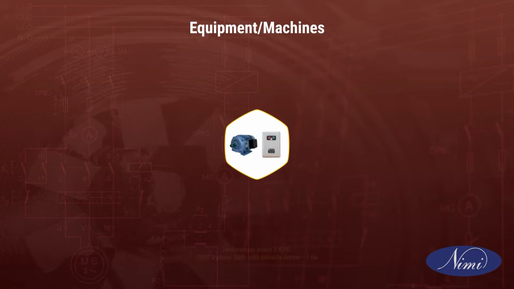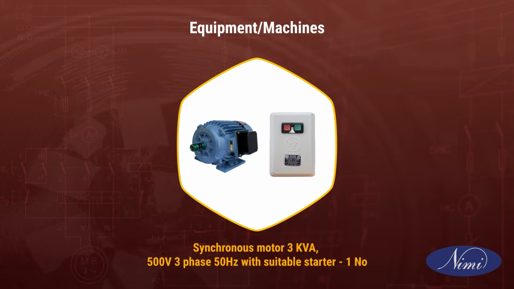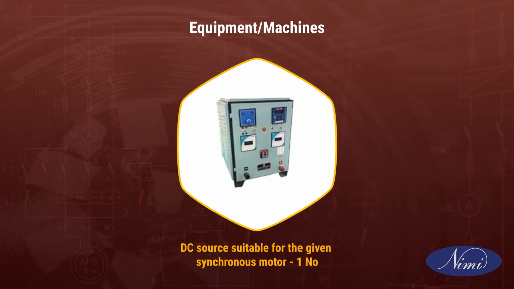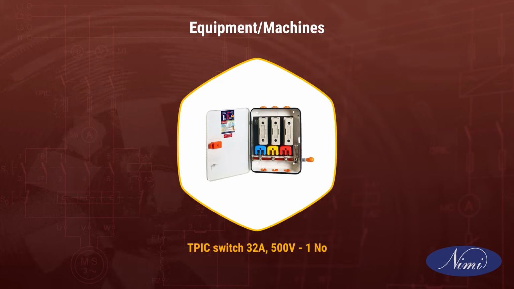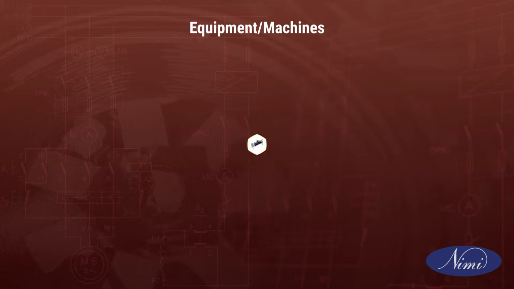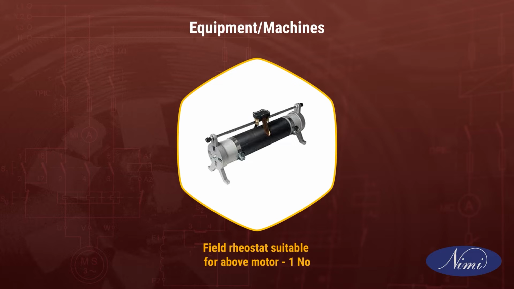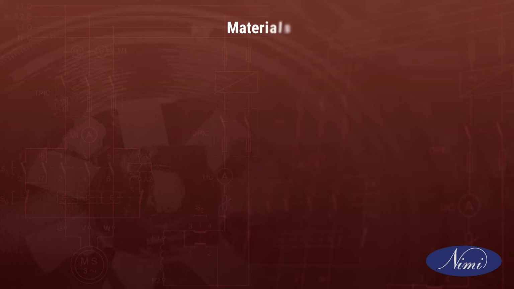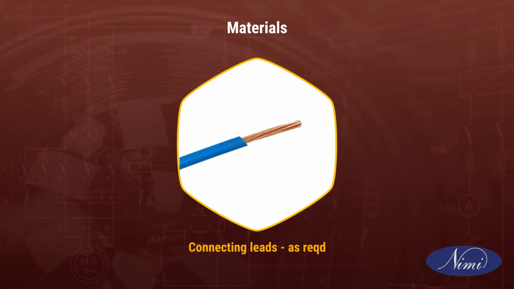Equipment and machines. Synchronous motor 3 kVA, 500 volt, 3 phase, 50 Hz with suitable starter, 1 number. DC source suitable for the given synchronous motor, 1 number. TPIC switch 32 ampere, 500 volt, 1 number. DPIC switch 16 ampere, 250 volt, 1 number. Field rheostat suitable for above motor, 1 number. Materials: connecting leads as required.